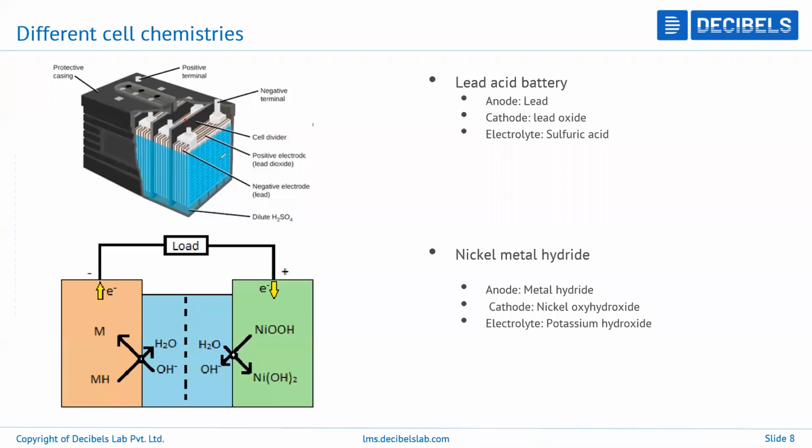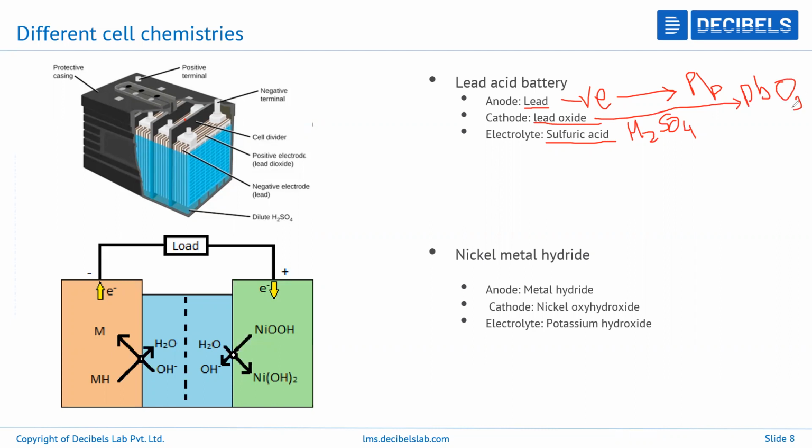Lead acid batteries are very commonly used in our modern automobiles today. Why is it called lead acid? Well, it's called lead acid because your anode is made out of lead, and the electrolyte is a particular acid, which is nothing but sulfuric acid, H2SO4. Your anode, which is your negative electrode, will be pure lead, Pb, and lead oxide will be your cathode.